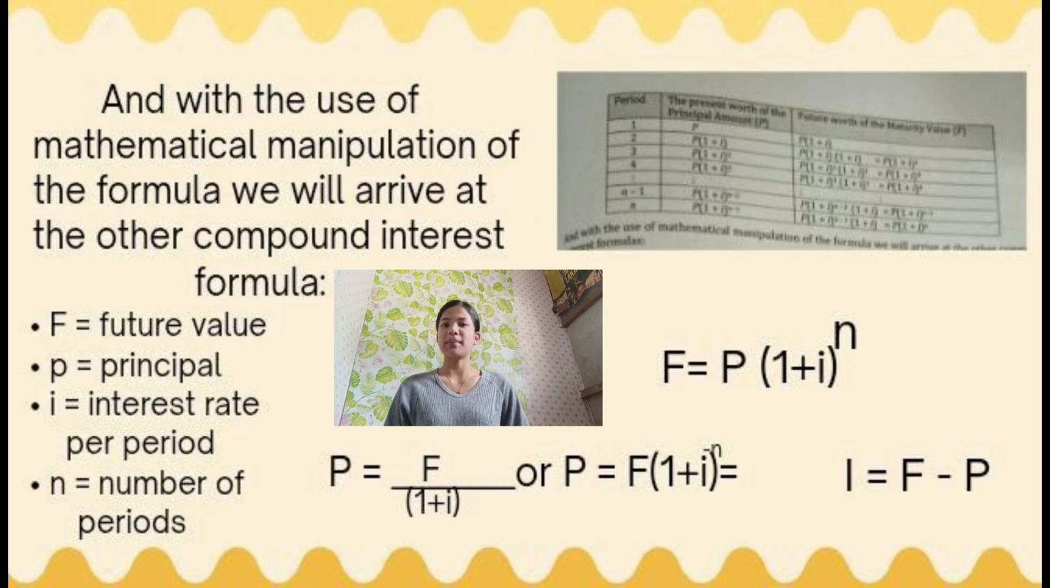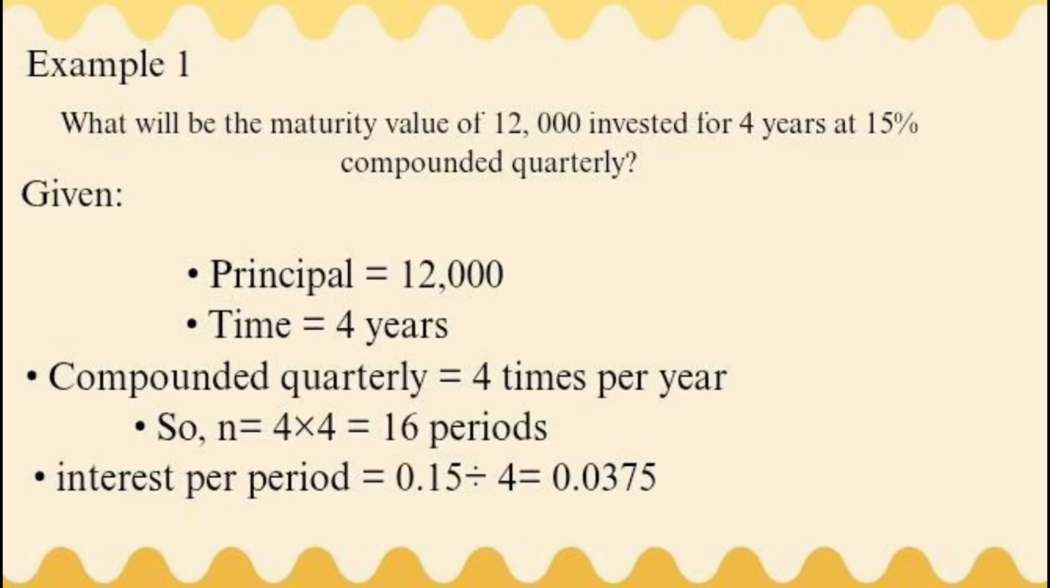With the use of mathematical manipulation, we arrive at the other compound interest formulas. So F is the future value, P is the principal, I is the interest rate per period, and N is the number of periods.